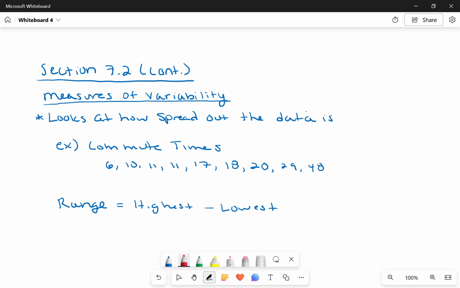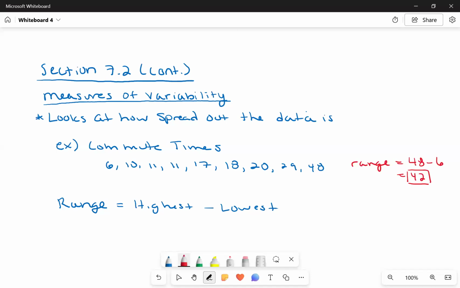That's fine. So looking at mine up here, the range would be 48 minus 6, which is 42. Big range between commute times, a 42-minute difference. All right. So that is giving us really not much. Okay, so there you go. That's the range. And after that, it's not much else.